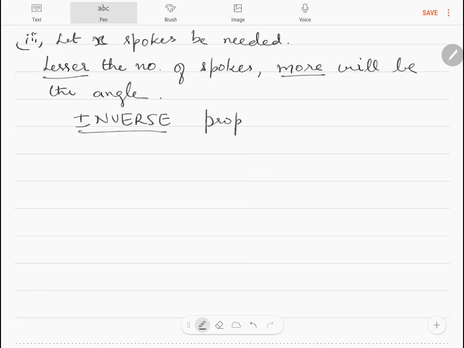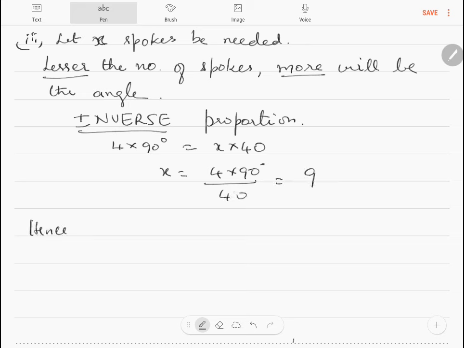inverse proportion. So if it is a case of inverse proportion, then we will have the base value as 4 into 90, and for 40 it is asked. So x is equal to 4 into 90 degrees by 40, which is equal to 9. Hence 9 spokes would be needed.